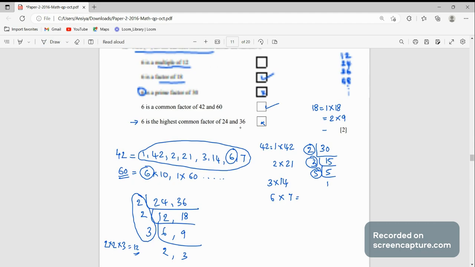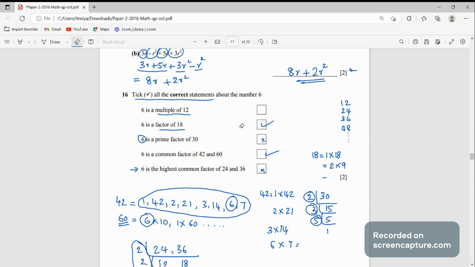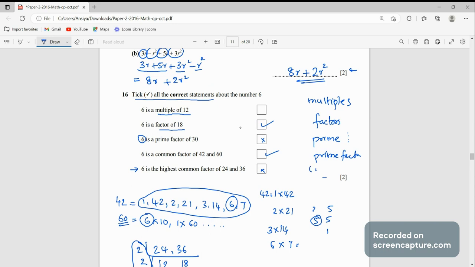See one thing, in a 2 marks question, how many topics is the question covering? You should be good at all these topics. I will just write and show you what the topics are here. The first topic is multiples. You should know what multiples are, multiplication tables basically. You should know about factors. Factor means we are splitting the numbers. You should know about prime numbers, prime factors. Okay? And then the last one, common factor and highest common factor, which is called HCF. Make sure you know all these basic math concepts.